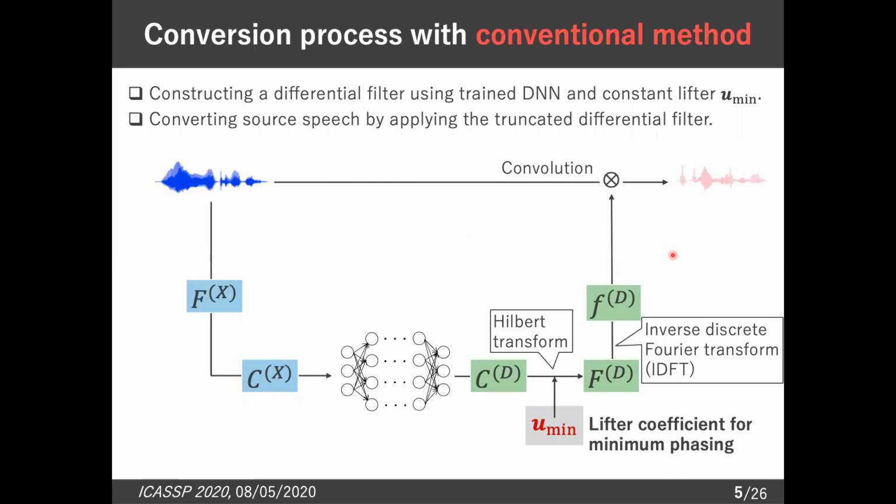In the conversion process, CD is estimated with the trained DNN. After the high-order components of the cepstrum are padded with zeros, CD is multiplied by a time-independent lifter U-min for a minimum phase filter. The complex frequency spectrum of differential filter, capital FD, can be obtained by taking the Hilbert transform of the lifted cepstrum. Then the differential filter in the time domain, small fd, is obtained by applying the inverse discrete Fourier transform, or IDFT, to capital FD. Then we can obtain the converted speech by applying the differential filter.